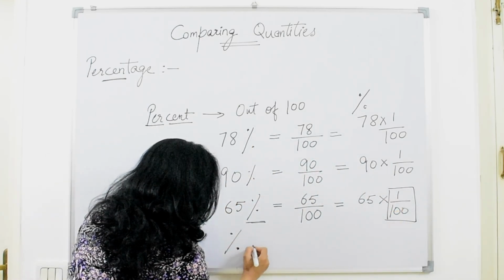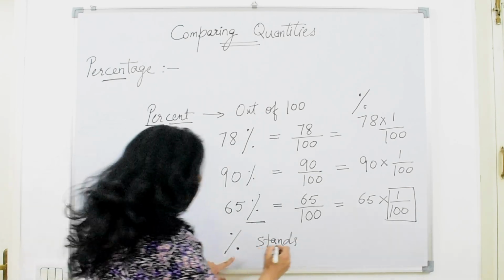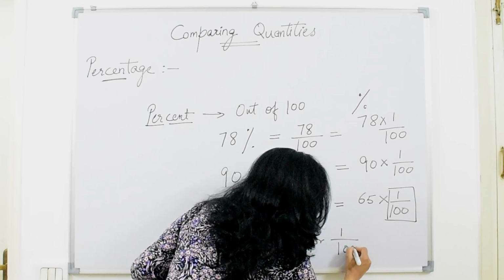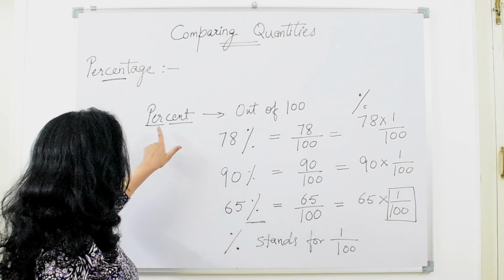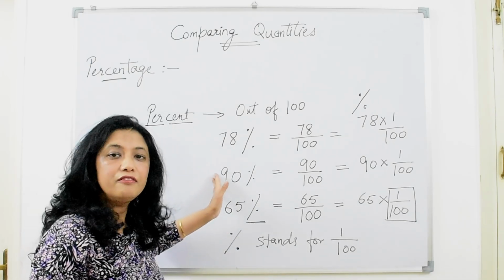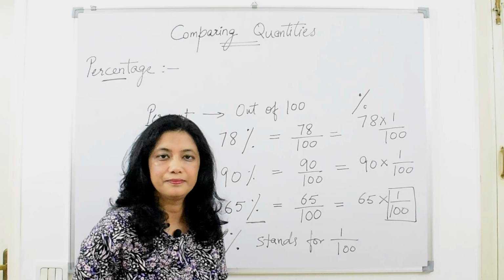Means percentage, this sign percent stands for 1 by 100. So percent is out of 100. Now we will learn further how we can convert numbers into percentages.